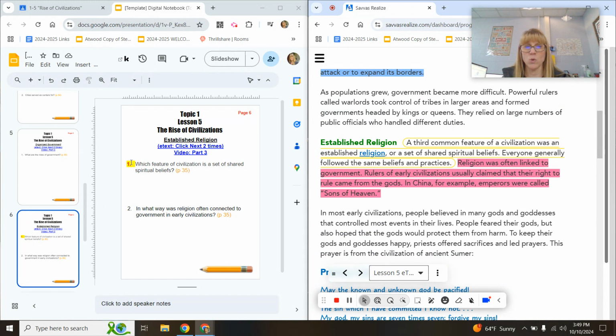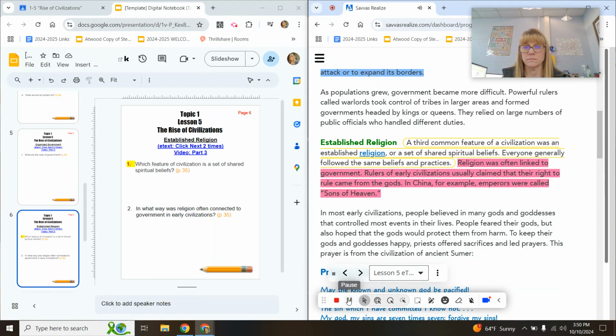Number 1 again, which feature of civilization is a set of shared spiritual beliefs? You'll find that answer in these 2 circled yellow sentences. Number 2, in what way was religion often connected to government in early civilizations? That answer will be in this pink highlighted 3 sentences.